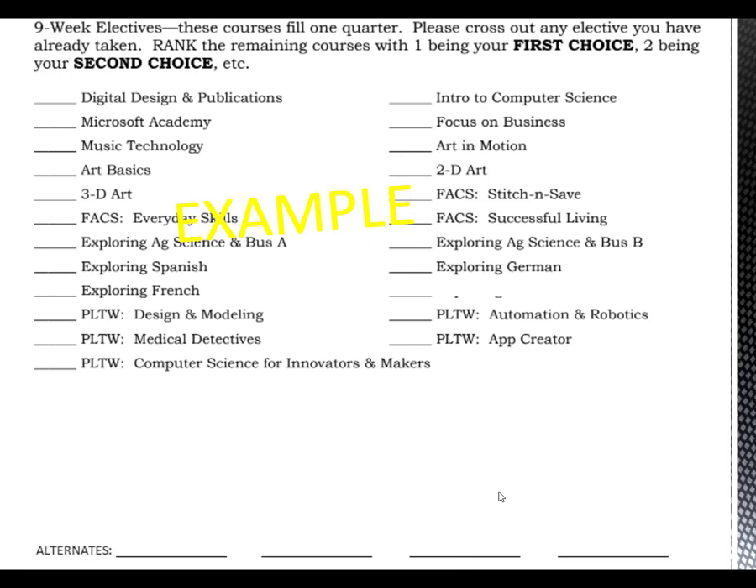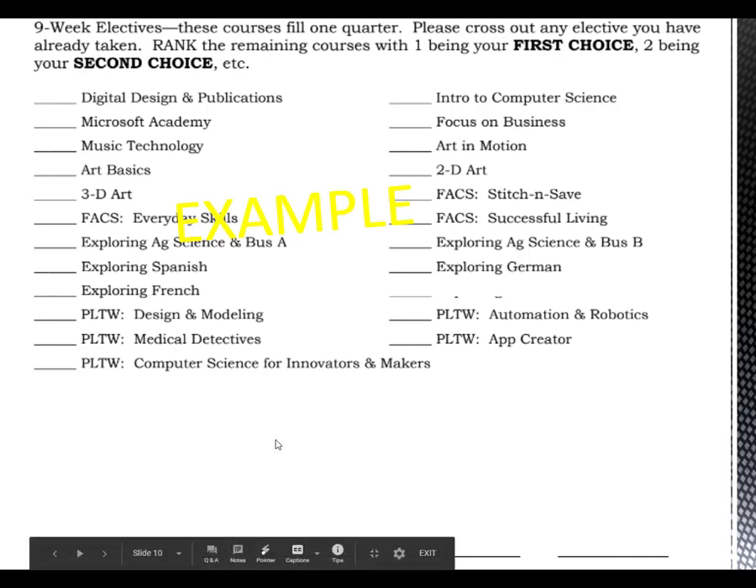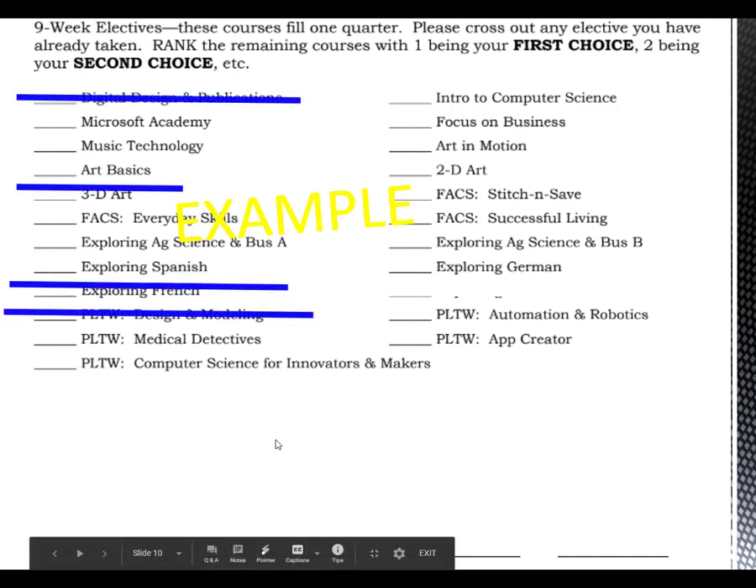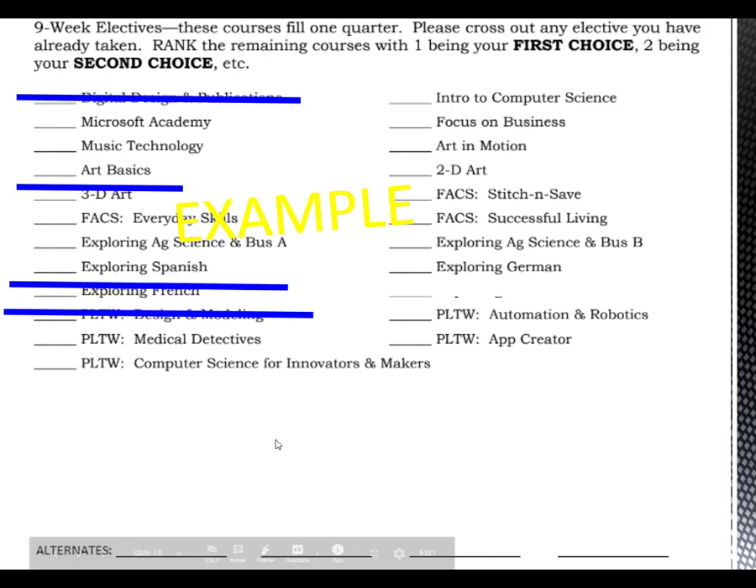9-week electives. So for the 9-week electives, the first thing that you have to do is you need to cross out any electives that you've already taken. So this person has already taken digital design, 3D art, exploring French, and Project Lead the Way design and modeling.